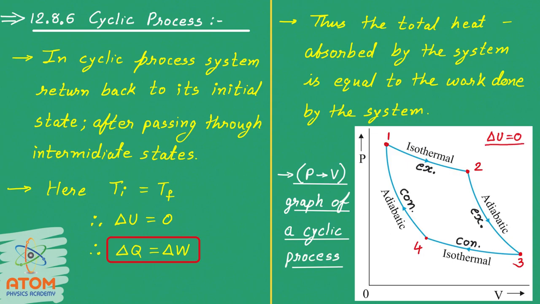So finally I stop this lecture here. Today we have learned about thermodynamic processes, mainly isothermal process, adiabatic process, isochoric process and isobaric process. Along with that, finally we have studied the cyclic process as well.